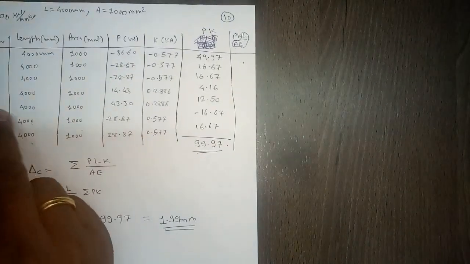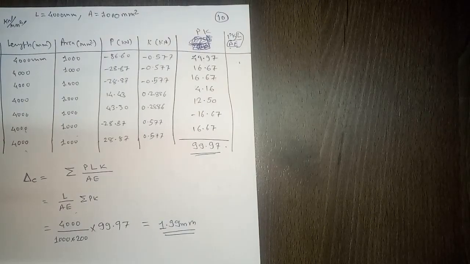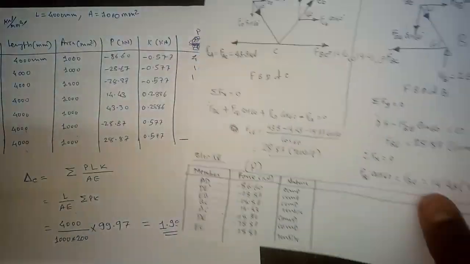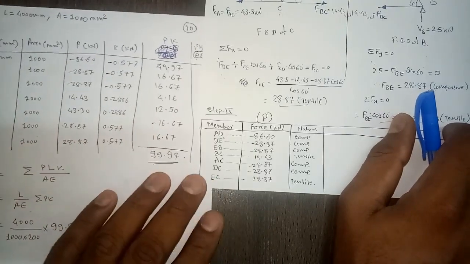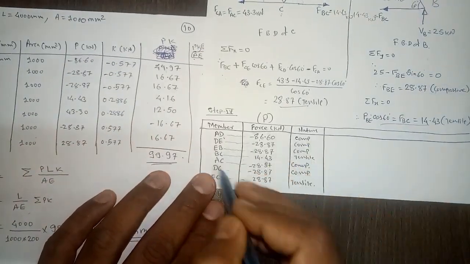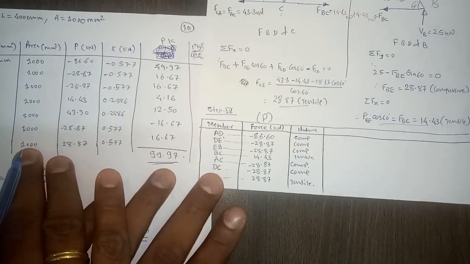The member AD has compressive force, which means it is negative. We have already calculated that. If you see this table, we have done it previously, but this table is not required here. You should have only one table, this table.